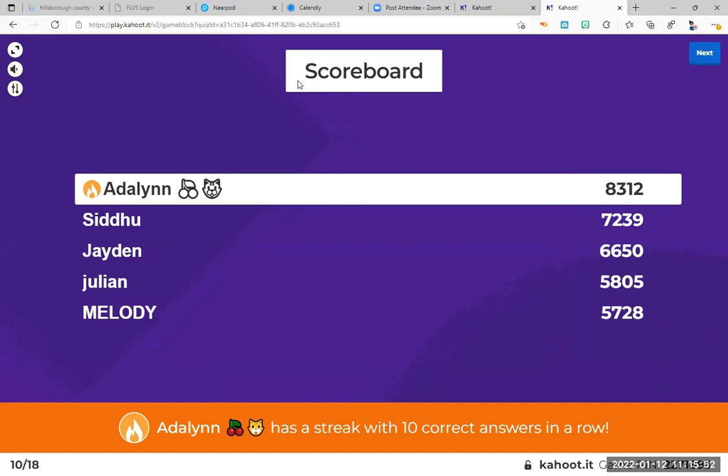I don't know about you guys, but hold on. Gotta move you guys around here. Adeline has a streak with 10 correct answers in a row. So we're going to look right now. You can tell who the leader on the scoreboards are. So congratulations to my friends for working hard. And if you don't see your name on here, don't worry about it. We're still learning. You're going to do just fine.